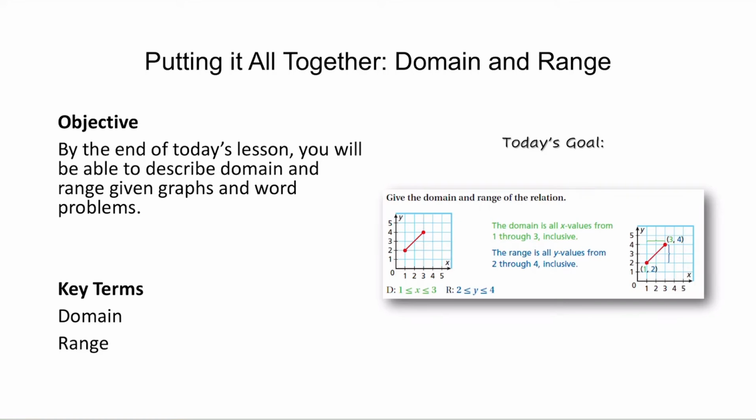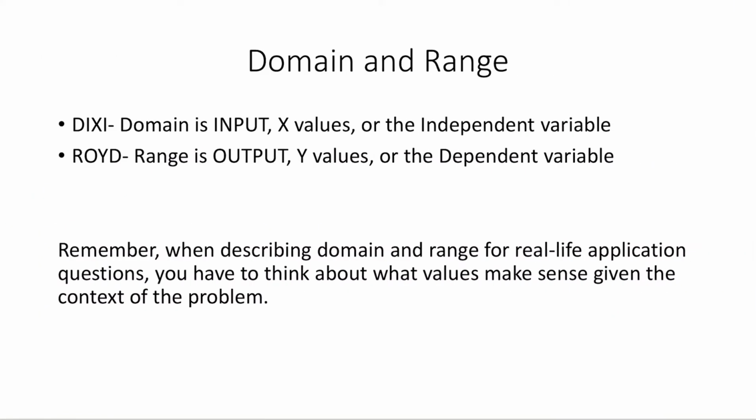In this video, we're going to review everything we talked about with domain and range and then work on some practice problems. So remember that domain is the input, x values, or the independent variable in a situation. Range is the output, y values, or the dependent variable in a situation. Remember that when you're describing the domain and range of real-life application problems, you have to think about what values make sense given the context of the problem.